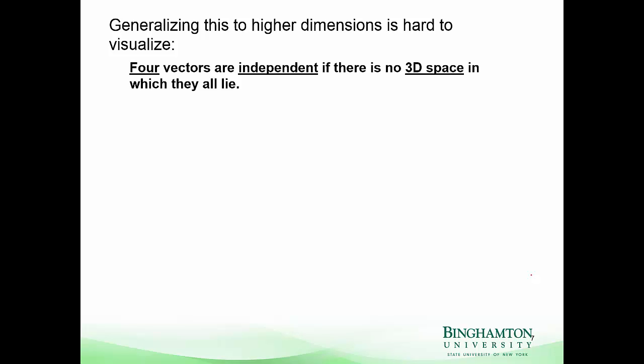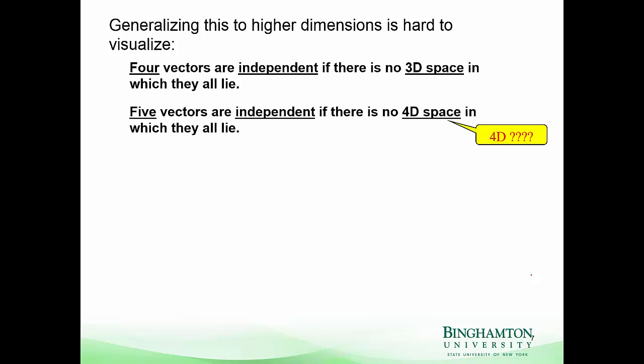We could pick 3 vectors in 3D space. Those all could be chosen to be independent. But as soon as we try to pick a 4th one and have it still be in R3, there's nowhere to put it so that it will be independent from the others. 5 vectors are independent if there's no 4D space in which they all lie.